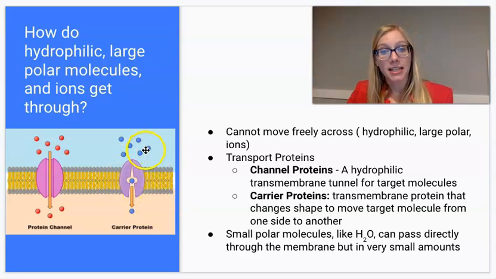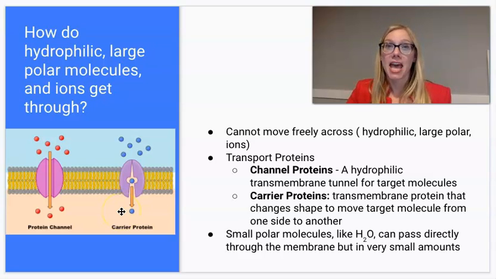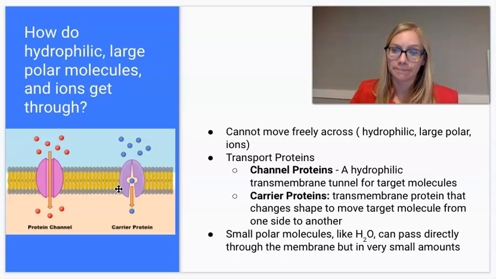Another type is this carrier protein, and a carrier protein is a transmembrane protein as well, and it changes shape to move the target molecule through. We're going to talk a lot about a carrier protein when we talk about sodium-potassium pumps. And sometimes they require ATP, they require energy in order to work, because they will often move things against the concentration gradient, meaning that they'll move something from a low concentration to a high concentration.